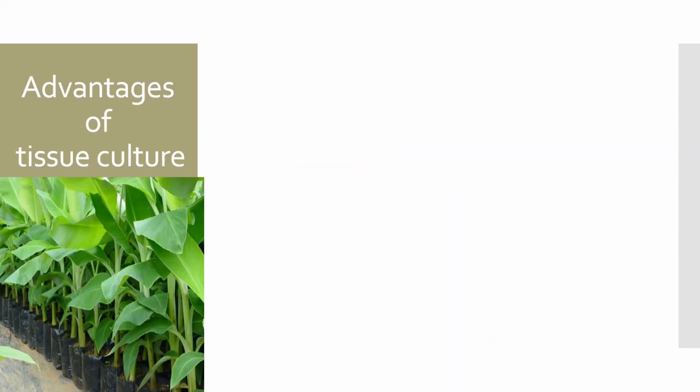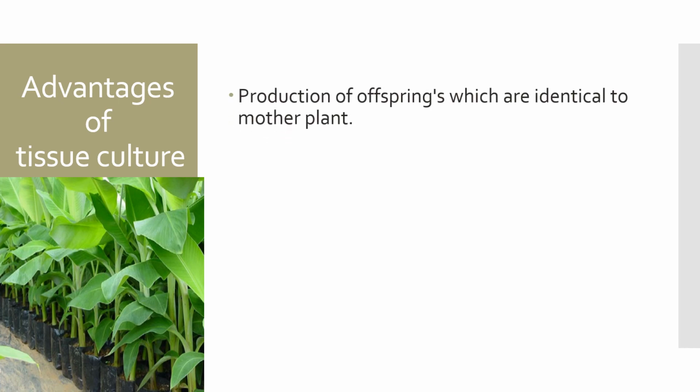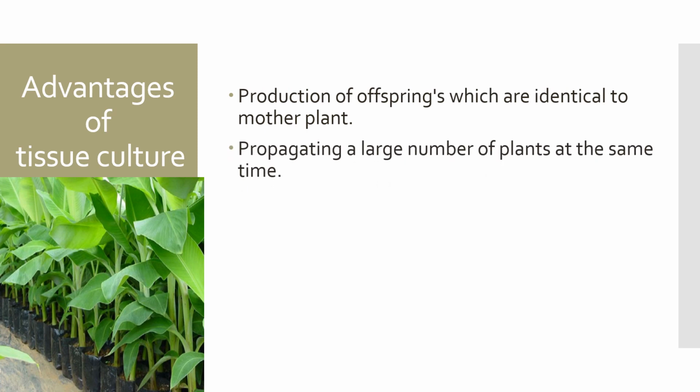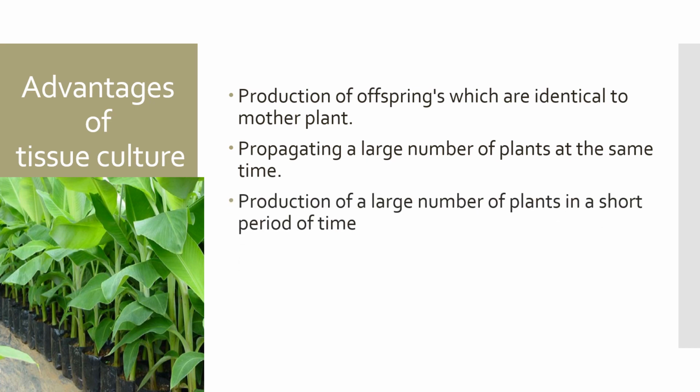So now we see the advantages of tissue culture further. You can obtain offspring which have identical features to the mother plant. We are obtaining new plants from a single piece of tissue, producing new plants containing similar characteristics to their mother plant. And also, we can obtain a large number of plants at the same time. I explained this earlier also. And also, we can produce a large number of plants in a short period of time.